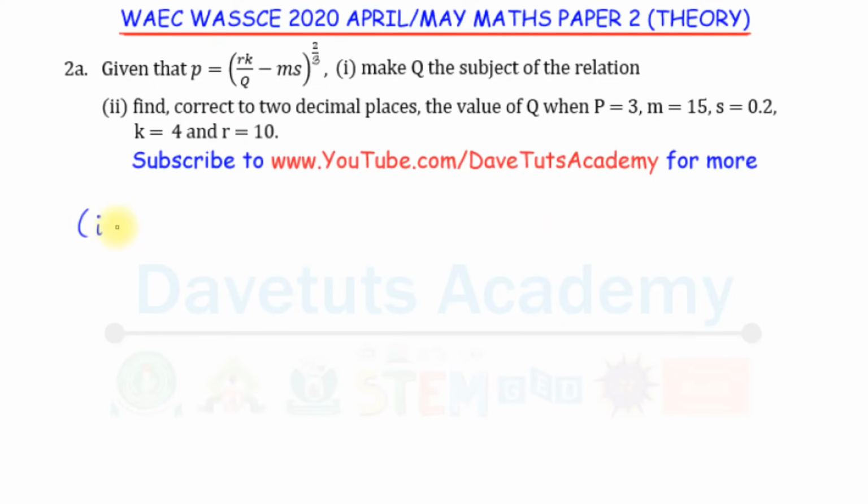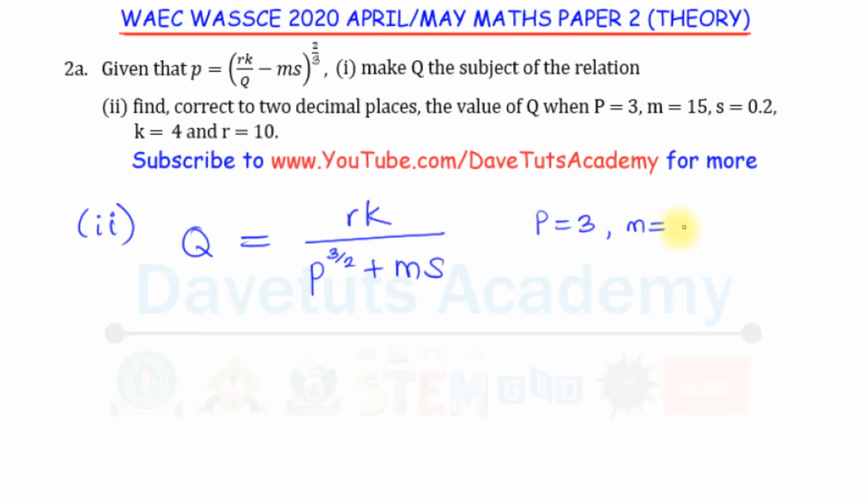So now to solve for the second part of our question, already we have found Q to be RK over P raised to power 3 over 2 plus MS. But look at what we are given. Each of these values is provided for us. P is 3, M is 15, S is 0.2, K is 4, and R is 10.